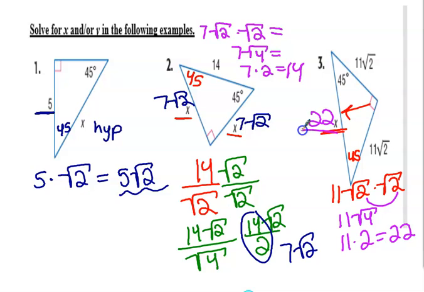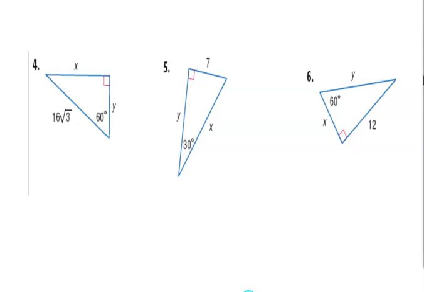All right, so all three of these were the 45-45 special right triangles. Now let's practice the more gnarly ones, which is the 30, 60, 90. Okay, so what do we need to find? What do I have? That's what you need to find out first. I was given the hypotenuse.